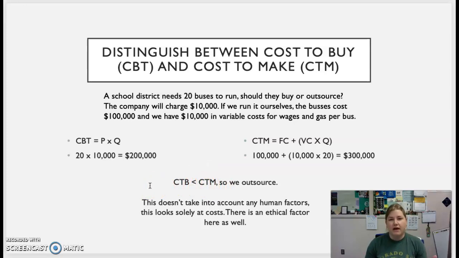And there's an ethical factor here as well, because if we already have employees that we are employing to drive the buses and shuttle the kids around, to suddenly fire them would be very cruel. It would really depend on whether we could move those employees into different areas within the school district, or doing something else with them. So we'd have to take a look at the human factor as well before we can make any kind of decision.